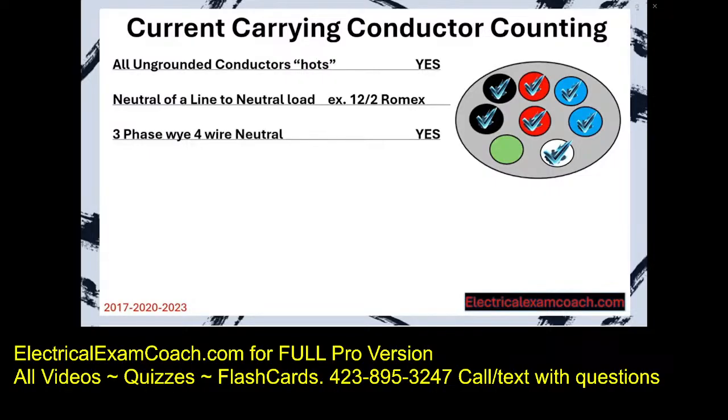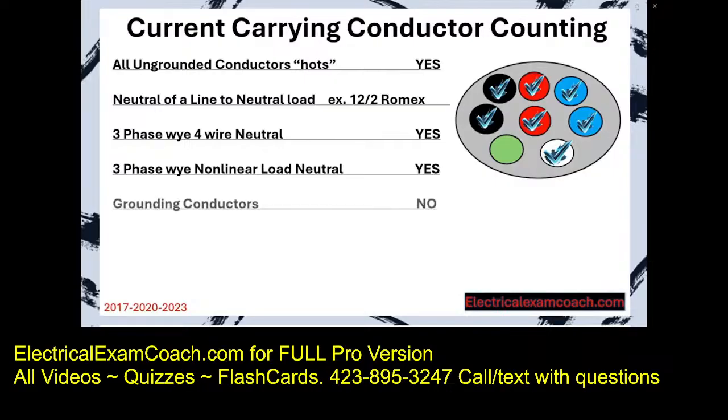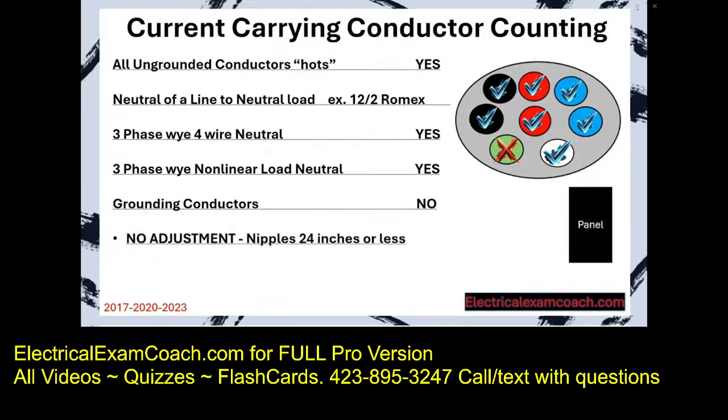Then the three-phase nonlinear neutral load. Nonlinear loads come from large fluorescent lighting or from large computer data centers. You're going to count its neutral as well. Grounding conductors, no, they do not count, and that's one of the easiest ones. You don't have to count those as a current carrying conductor. No adjustment will be made if we have nipples that are 24 inches or less.